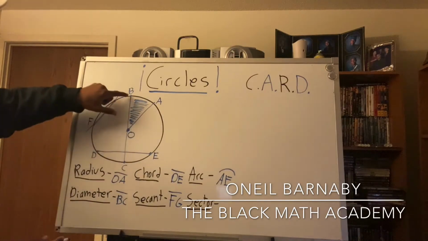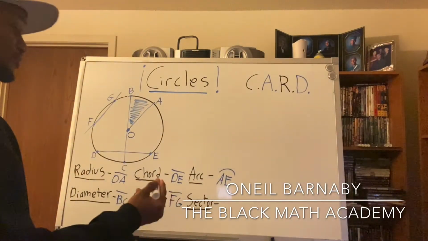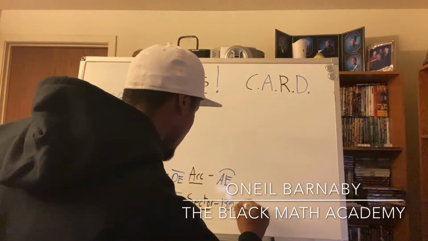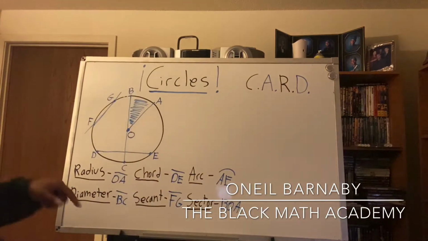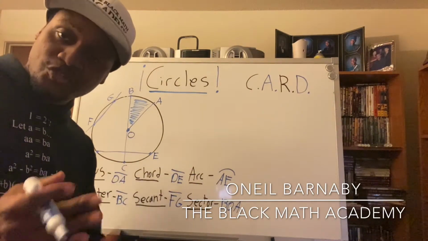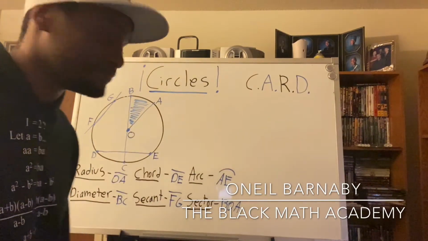And that area between B, O, and A would be a sector. So a sector in this particular example would be B, O, A. And those would be the basic parts of a circle, which you definitely need to know to understand so that you can solve any circle problem.